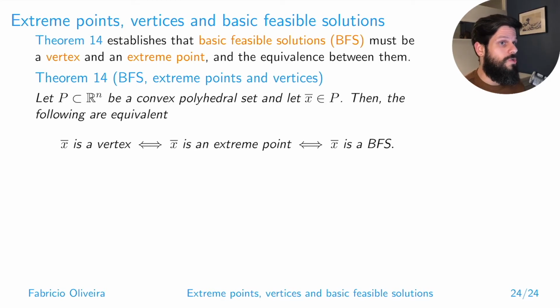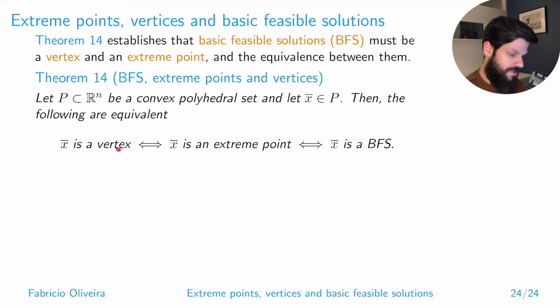And if I can show that they are extreme points or vertices, then it means that my solution method can just go from basic feasible solution to basic feasible solution algebraically, without having to have a geometrical representation of my problem, and look for optimal solutions. And that's exactly the importance of Theorem 14. So if you have this convex polyhedral set P and x bar belonging to P, the following are equivalent statements.